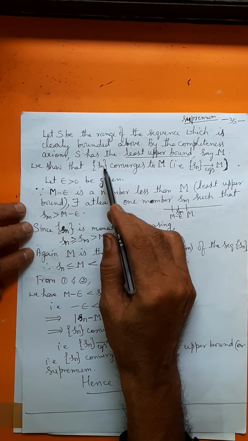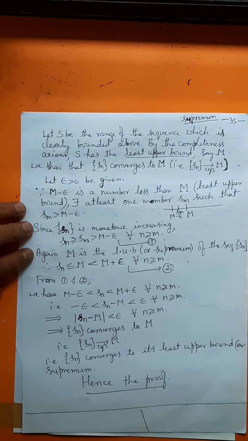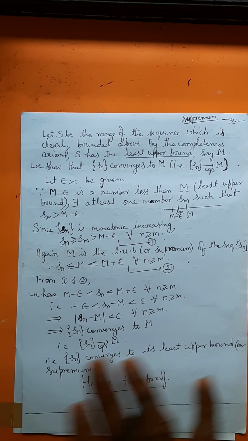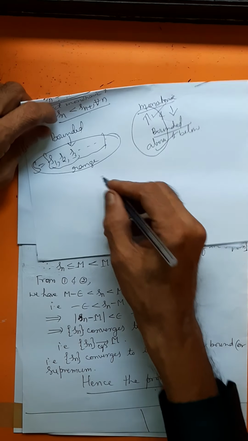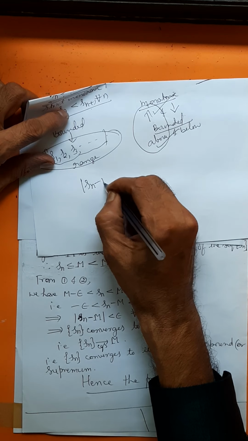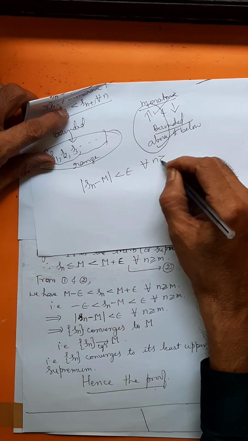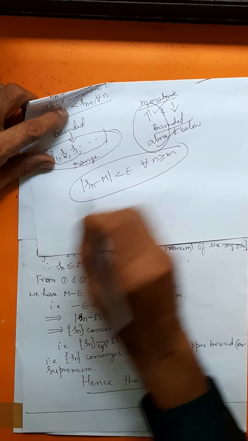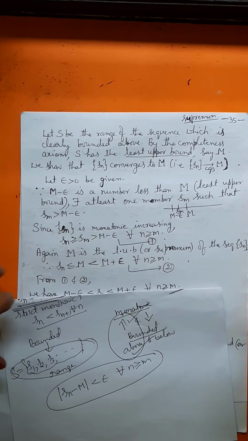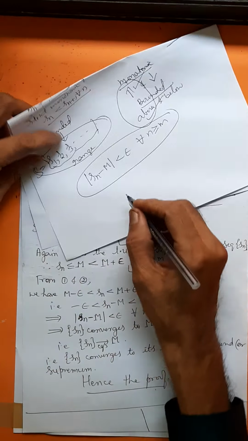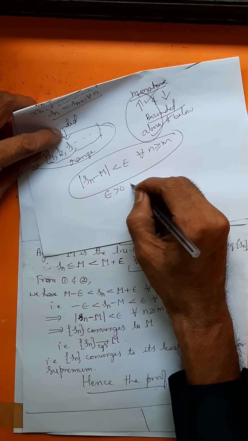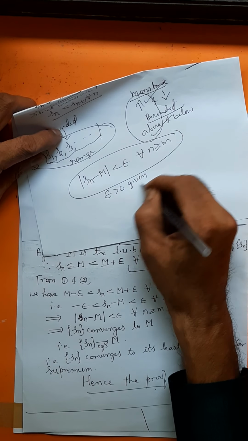Let us show that our sequence is converging to M. The job is very simple. Convergence, actually you want to prove this, look: mod Sn minus M is less than epsilon for all n greater than or equal to M. This is what actually you want to prove. Okay. You take epsilon greater than 0. Let epsilon greater than 0 be given.